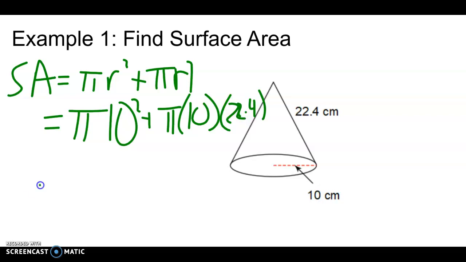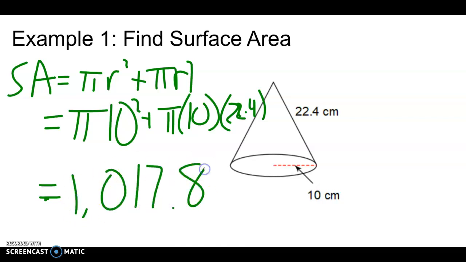And from here, this simply becomes a calculator problem. You just take out your calculator, or you have one on your phone or on your computer, and you just do 10 squared times pi plus 10 times pi times 22.4. If you correctly plug that into your calculator, you get a surface area of 1017.8, or 0.9, I guess that would round to, square centimeters. And that's it. That's all we have to do here. We find the surface area by simply plugging into the formula with the radius and the lateral height. And then from there, it's just a calculation example.